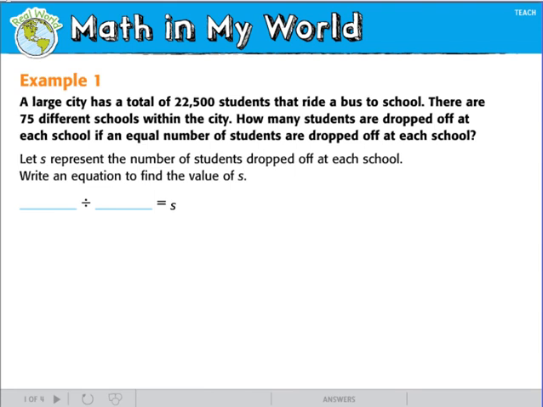All right. Here's the examples from your book. There's a large city that has a total of 22,500 students that ride a bus to school. There are 75 different schools within the city. How many students are dropped off at each school? If an equal number of students are dropped off at each school.